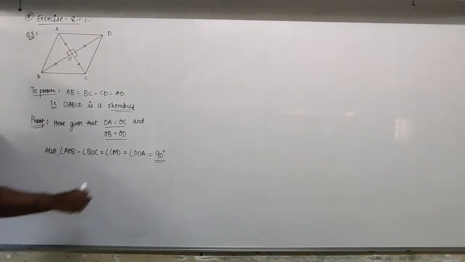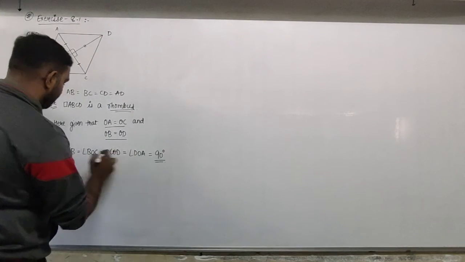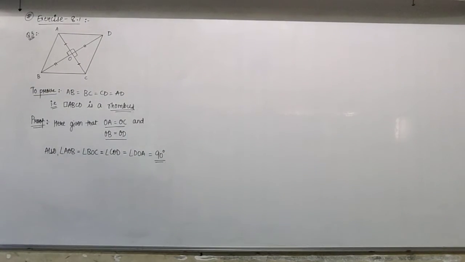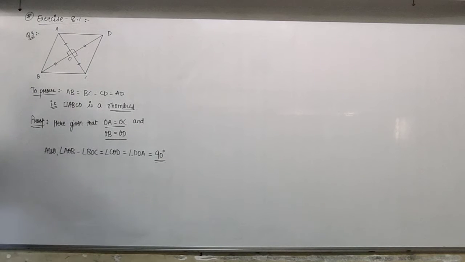Okay. So here we were talking about the angle. So these both angles, all four angles are equal. Angle AOB, angle BOC, COD and DOA. They are 90 degree. Now we need to prove that this is a rhombus.